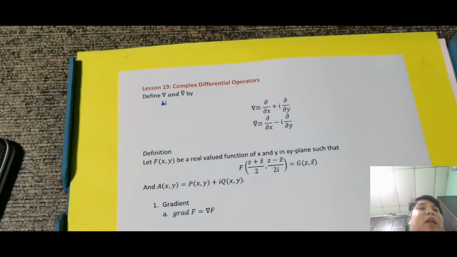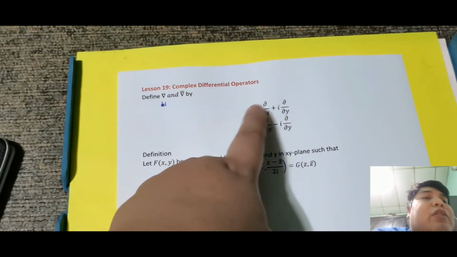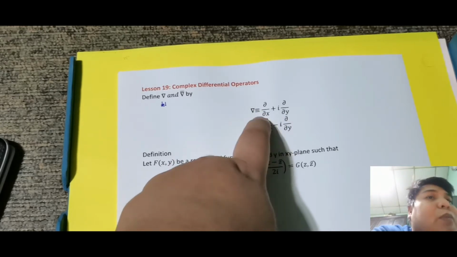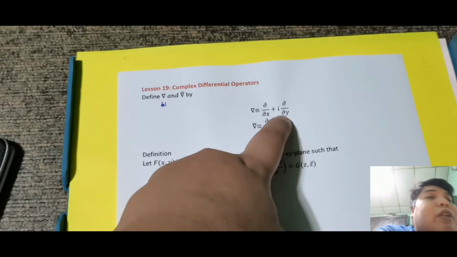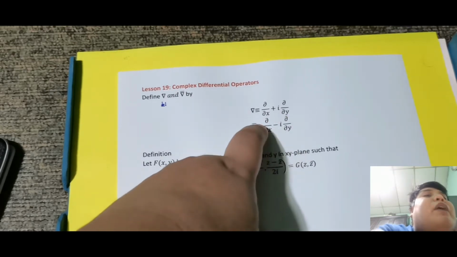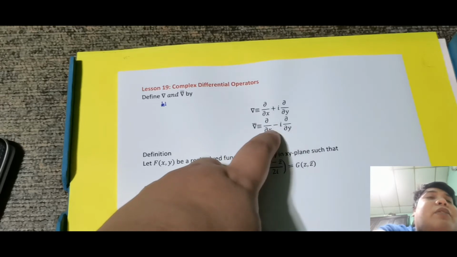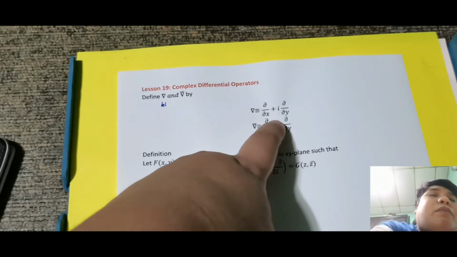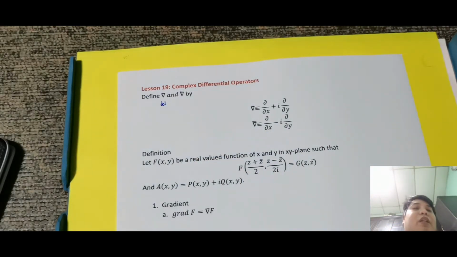So ano ibig sabihin ba't nakablangko? Meaning, kung ano nakadikit kay del, kakabit ko doon. So that is del f: partial derivative of x plus i times partial derivative of y. Ganun yung mangyayari. Dito naman, del bar function: partial derivative with respect sa x minus i times partial derivative ng function with respect sa y. Ayun yung gagawin dito.